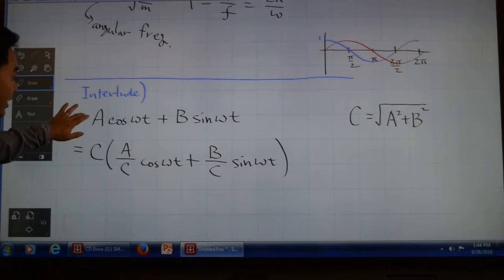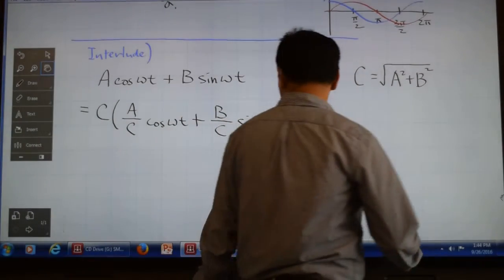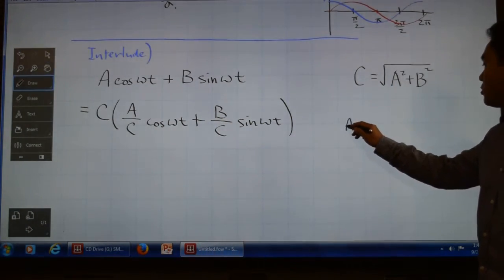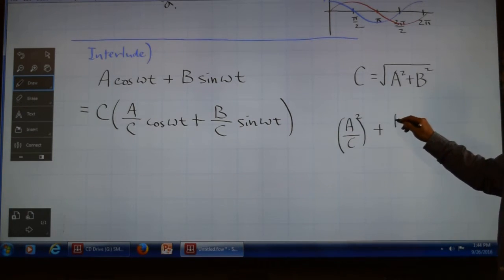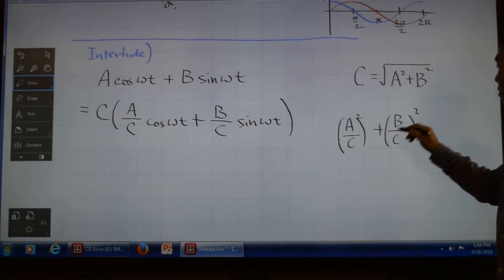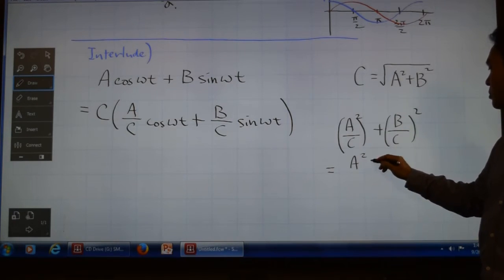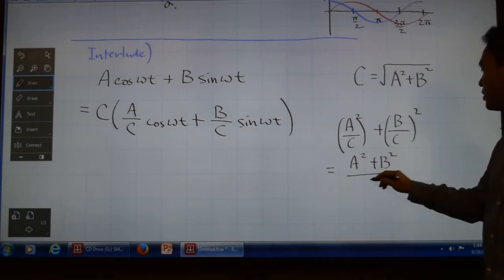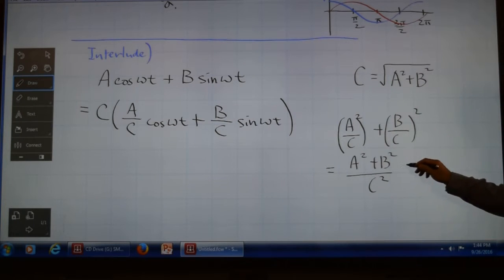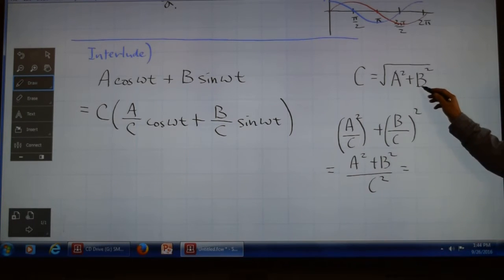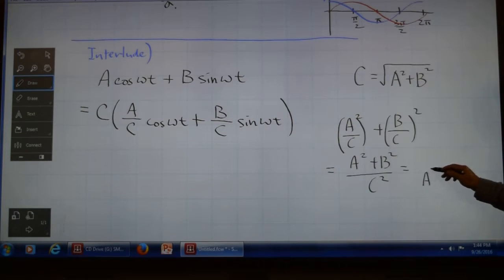Now the advantage of having it in this form is that a over c squared plus b over c squared is a squared plus b squared over c squared. Note that you have common denominators, so you can put them together. And what is c squared? According to our definition, c squared is a squared plus b squared. And since you have the same thing on top and bottom, you end up with 1, right?